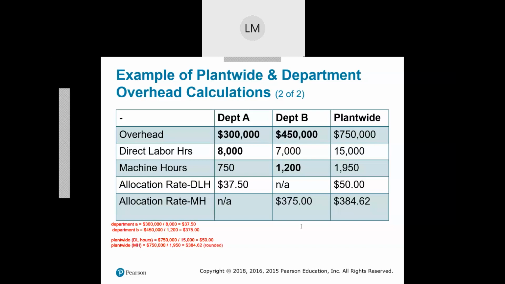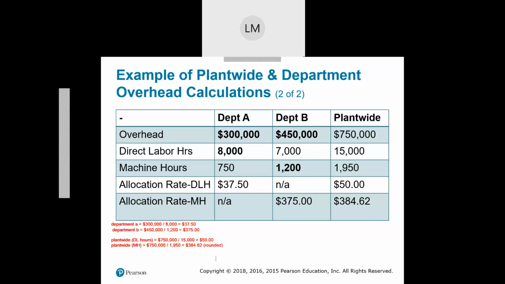Rounded per machine hour. So I've got my choice. If I'm using a plant-wide rate, I've really got my choice of either direct labor hours or machine hours. And we're going to compare how we use both of these versus a departmental rate. So if you want, go ahead and screenshot this, because we're going to come back to this in just a little bit.